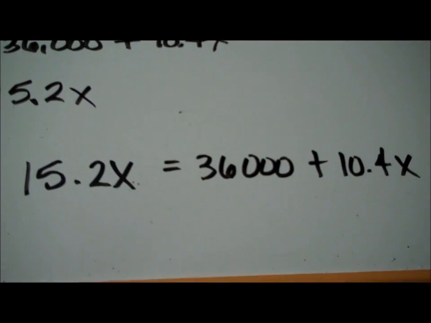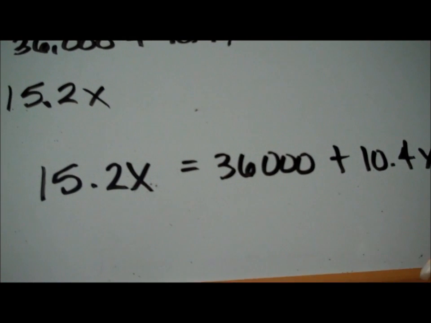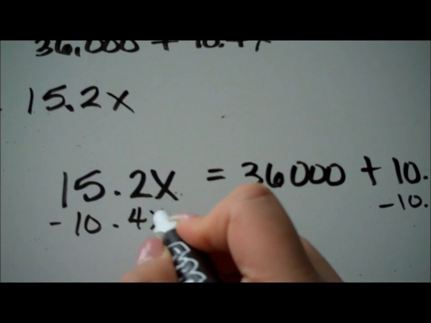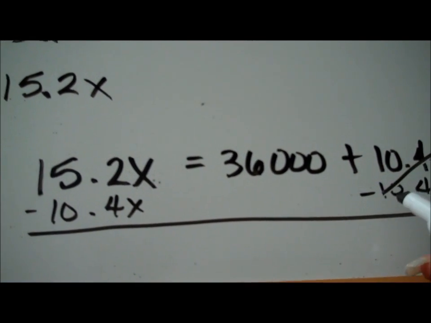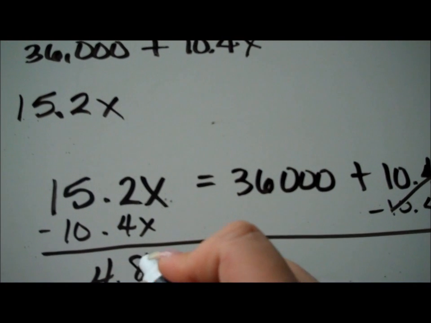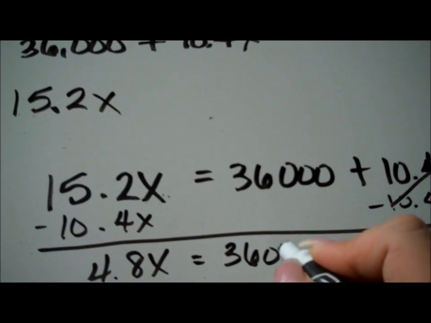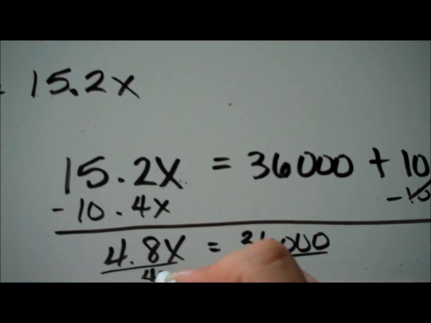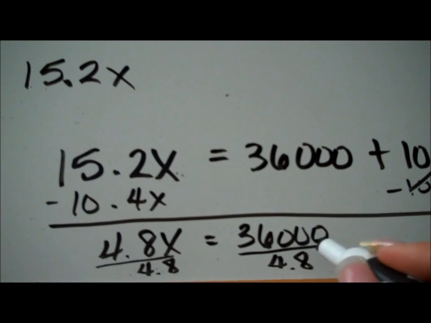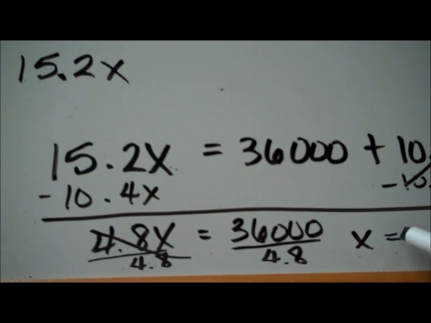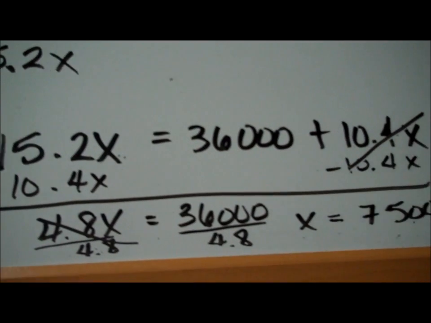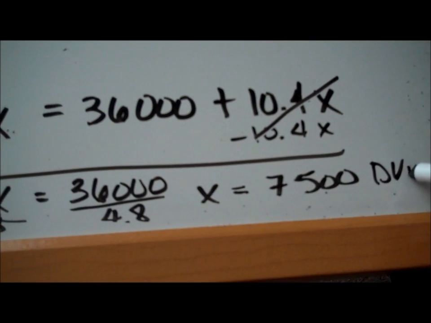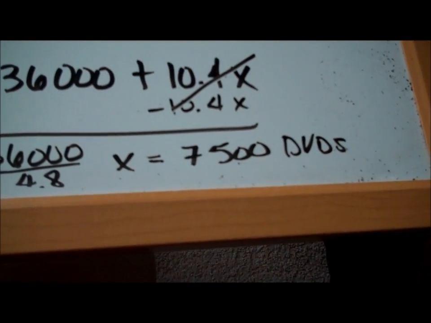Okay? So I need to get x by itself. I'm going to do so by subtracting the 10.4x on both sides. I'm going to get 4.8x equals 36,000. In order to get x by itself, I'm going to divide both sides by 4.8. And x is going to equal 7,500. Okay, 7,500 what? This is where you need to label your answer. We're talking about DVDs.